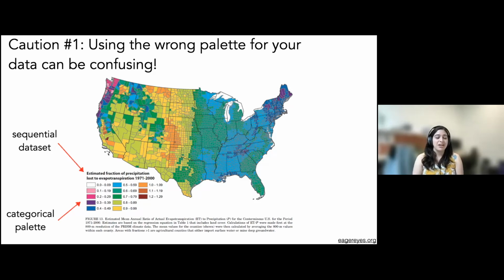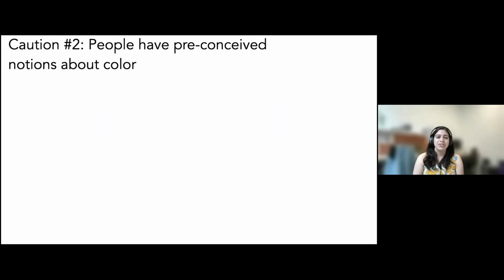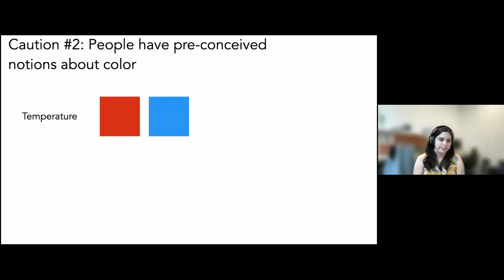All right, caution number 2 is another thing that I've said, which is that people have ideas already about color. And I think color, of all the things I'm going to tell you about today, is one that people have a lot of preconceived notions about. So for instance, if I show you something about temperature, and I show you something that's red and something that's blue, which one would you say is hot? Red or blue?